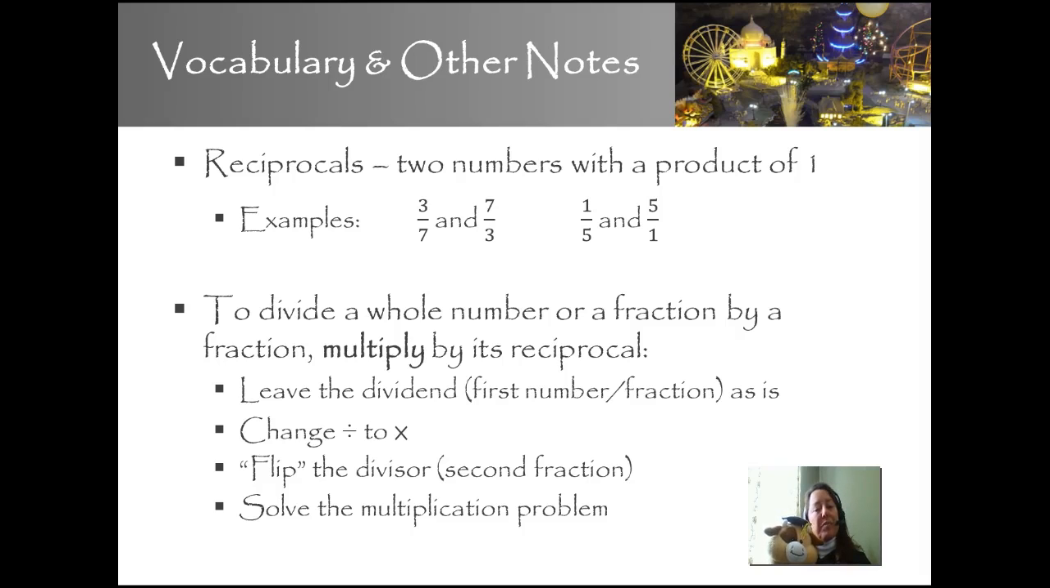To divide a whole number or a fraction by a fraction, we are going to multiply by its reciprocal. We're going to leave the first fraction, the dividend, alone. That is our starting point, and it's the thing that we're dividing, so we don't want to change that value. Next, we're going to change the division sign to a multiplication sign. Then we're going to flip the divisor, the second fraction, and solve the multiplication problem.